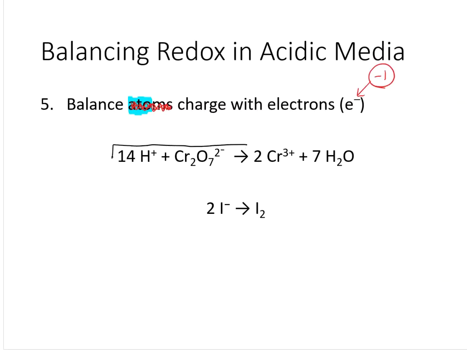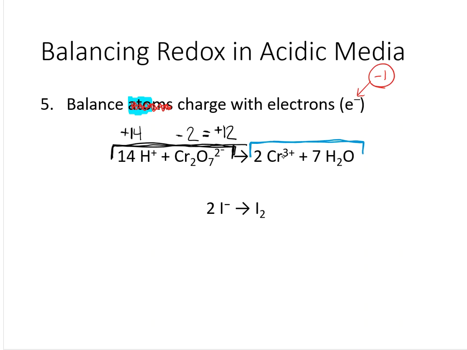Across all of our reactants, we have a plus 14, because we have 14 protons. Each one of those protons has a positive charge. So that's plus 14, and we have a -2. We have 1 chromium ion. That 1 chromium ion has a -2 charge. That means in our reactants, we have overall a plus 12. Let's look at our products.